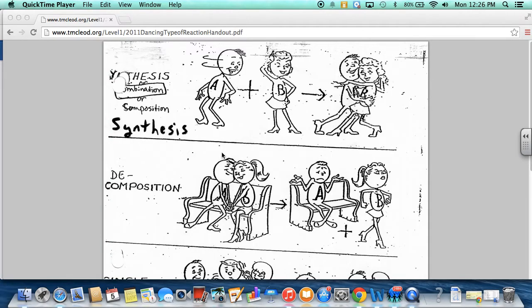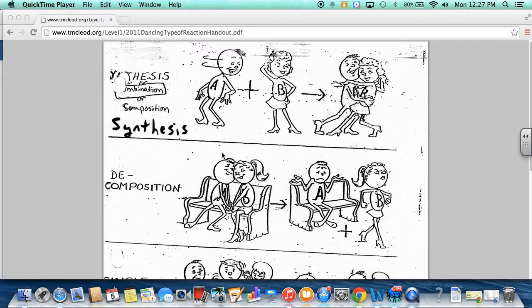This is a discussion on the 5 major types of chemical reactions for a first year high school chemistry student. By this time, you should have printed out or opened up the handout that I have on the screen, which I call the dancing page. It shows the 5 different types of chemical reactions.